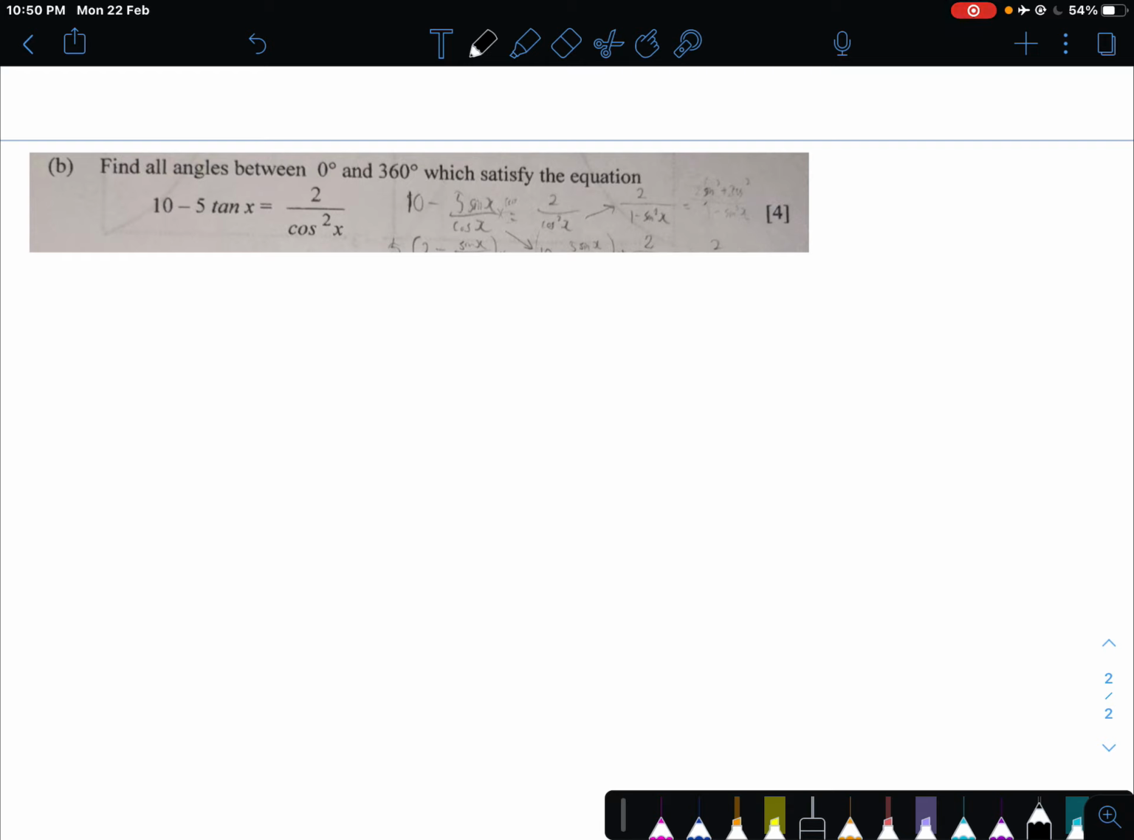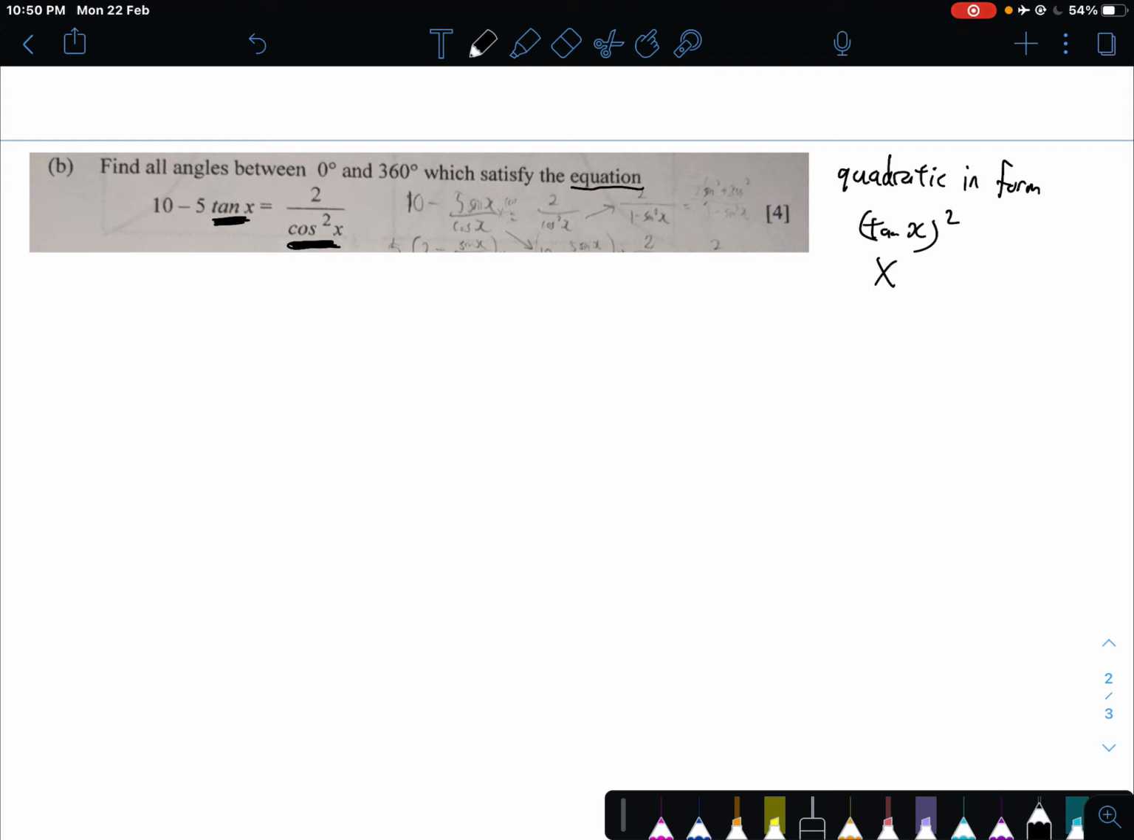Now notice that I have a tangent x on its own, but here I have a cosine square. When you want to solve an equation and there's a square, I suspect there's a quadratic equation going on here. It's called a quadratic in form. Instead of solving for x square, maybe you're solving for tangent x square. Maybe it's a quadratic in terms of tangent x.